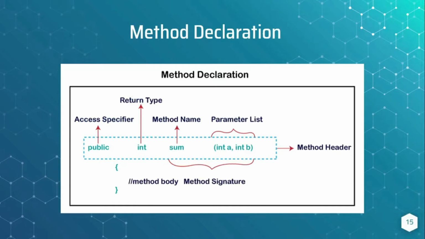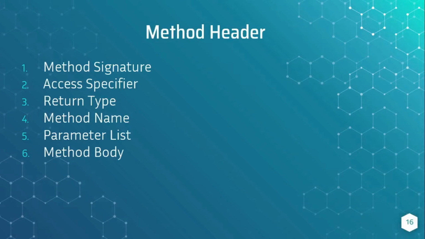Method declaration. The method declaration provides information about method attributes such as visibility, return type, name, and arguments. It has 6 components that are known as the method header. So these are the different method headers.